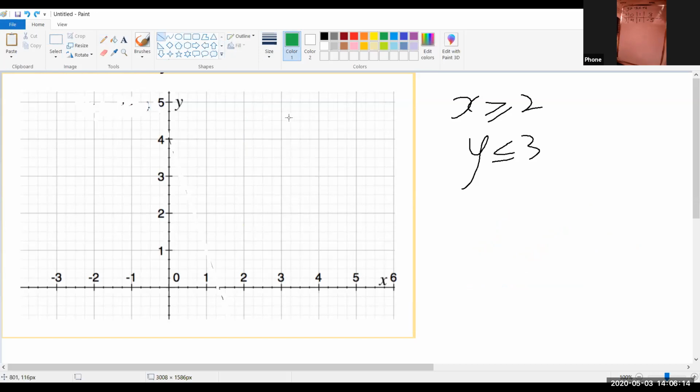So let's redraw our line now. So we're shading now the region that is satisfying. That's this side.